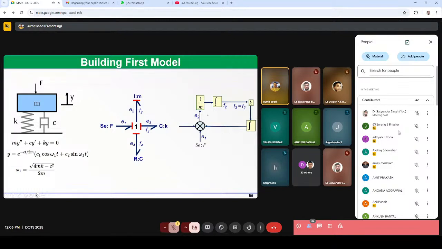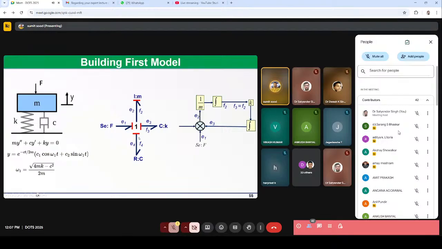Now this F2 can be used to calculate the E3, because here, if you see, the system will give the F3 to the compliance element, or to the spring, and it will give you the force back. So in this case, we integrate this F2, which is equal to F3, and that will give you the E3. And once we have this, we can also consider this RC.